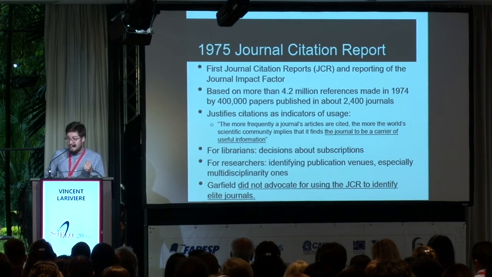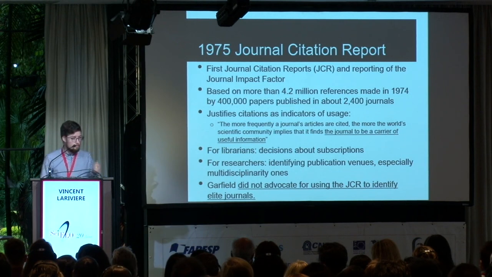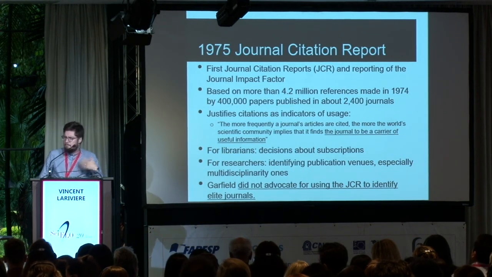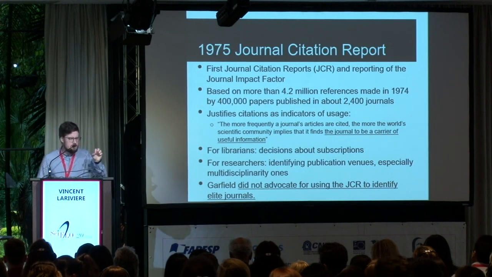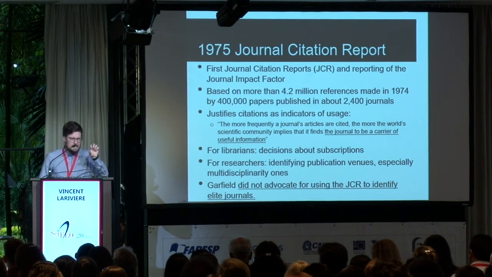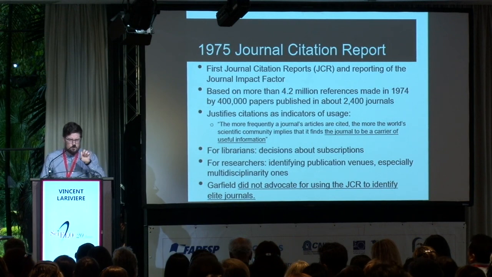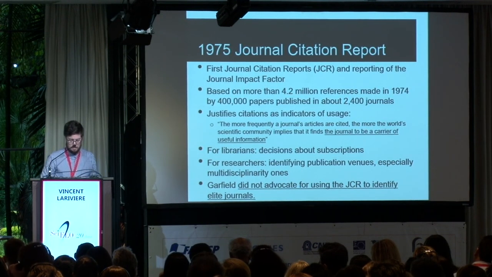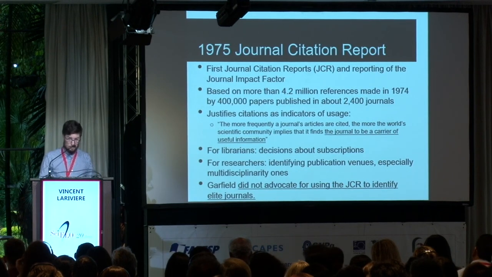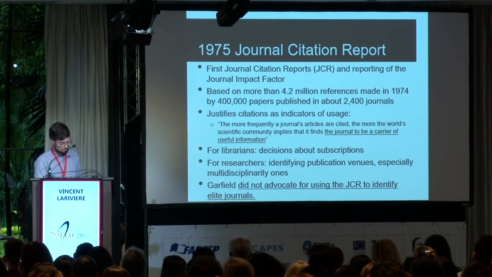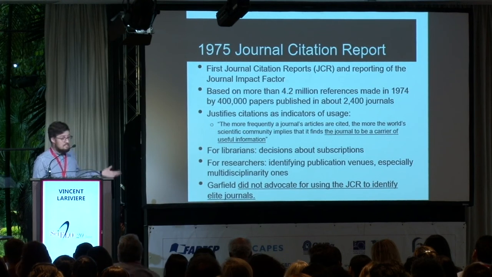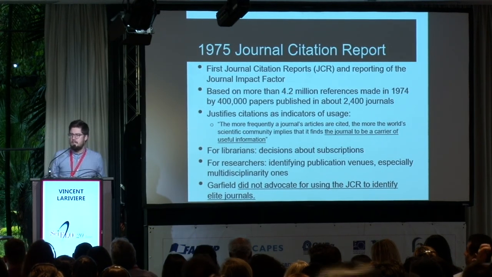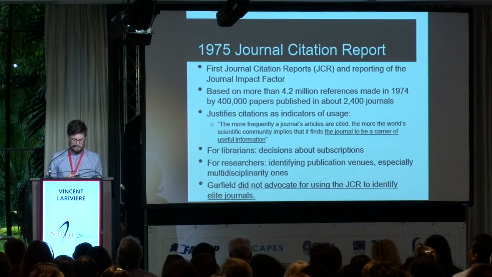And actually, he says that it would be very useful for researchers to use these indicators to help them decide where to publish and especially find multidisciplinary journals, so journals that would be at the frontiers of their research topics. And of course, he did not advocate for the JCR to be used to identify elite journals or that there would be anything about the quality of the scholarly journals.